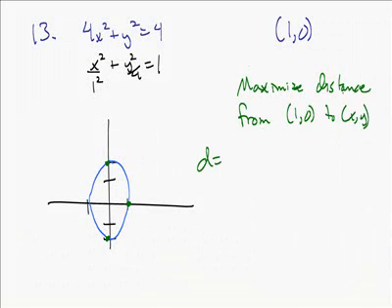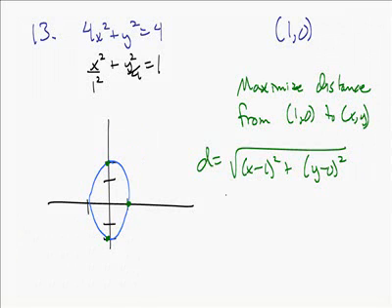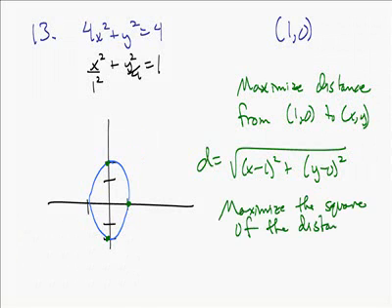Now, what does the distance formula say? If I want to take the distance from one point to another, it's the square root of the difference of the x values squared, plus the difference of the y values squared. Well, to maximize distance, what you can actually do is maximize the square of the distance. So whenever you're trying to maximize or minimize a distance, to make things easier, maximize or minimize the square of the distance. If the square of the distance is minimized or maximized, then the distance itself will be minimized or maximized.